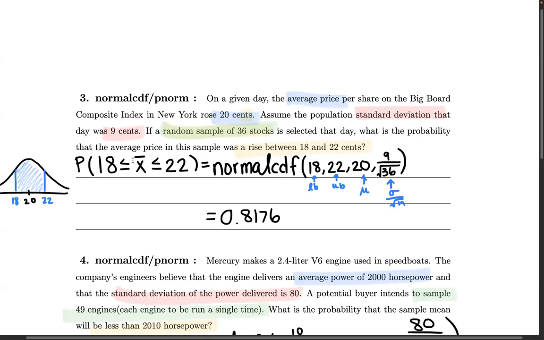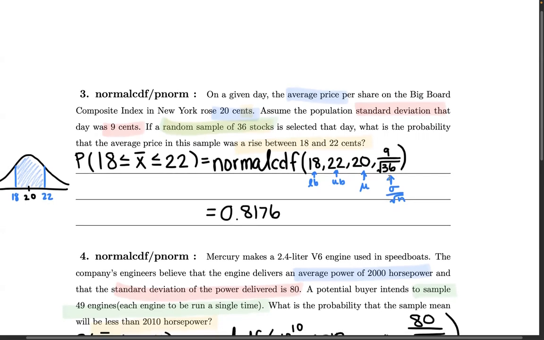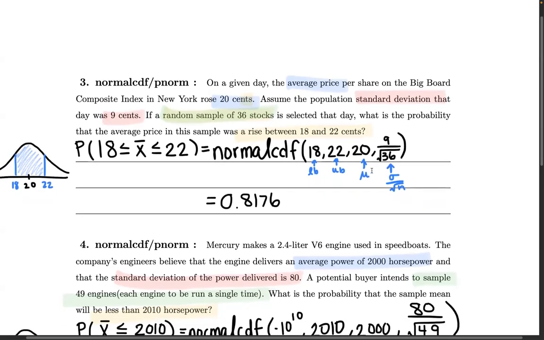Like with the average, we're dealing with X bar, so that's why we have to do the 9 divided by the square root of 36. So don't just put 9 there. And when you do that in your calculator, you should get 0.8176.